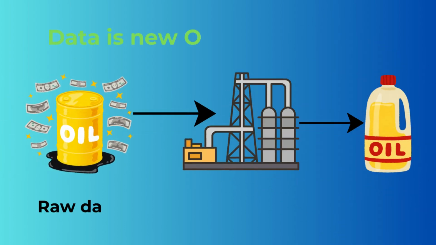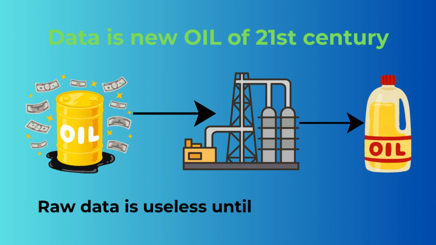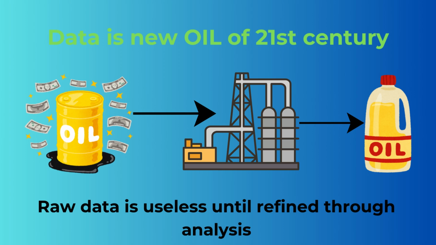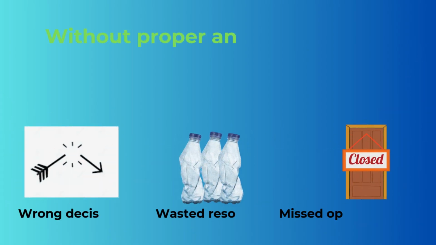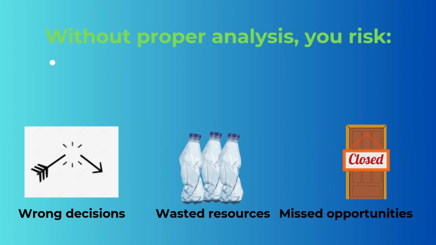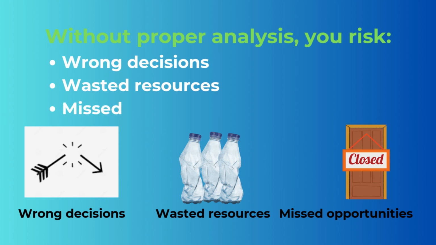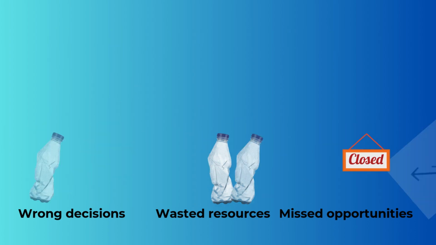People often say data is the new oil of the 21st century. But just like oil, raw data by itself isn't useful until you refine it. That's what analysis does. It turns raw information into valuable insights. Without proper analysis, companies and governments face big risks, such as wrong decisions like acting on assumptions instead of facts, wasted resources like investing time and money in things that don't work, missed opportunities like overlooking trends that competitors are already capitalizing on. Now, let's see some real life examples.